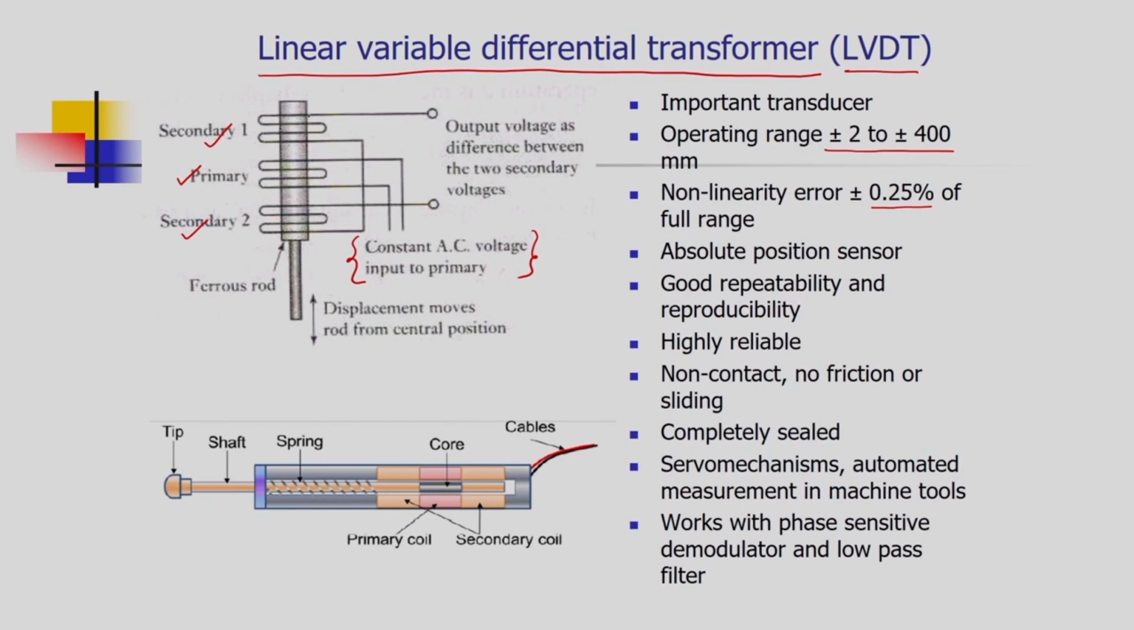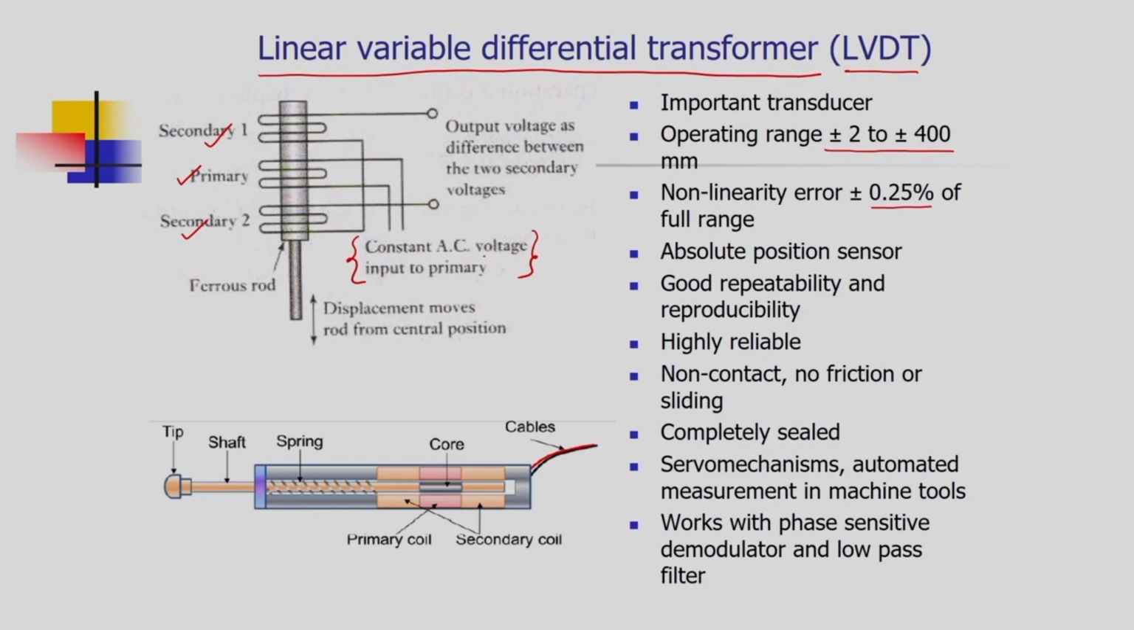Now, inside these coils a ferrous rod is moved. We do have a ferrous rod. When this ferrous rod has equal overlap with secondary coil number 1 and secondary coil number 2, then we are having a 0 output voltage. So, why is it happening?